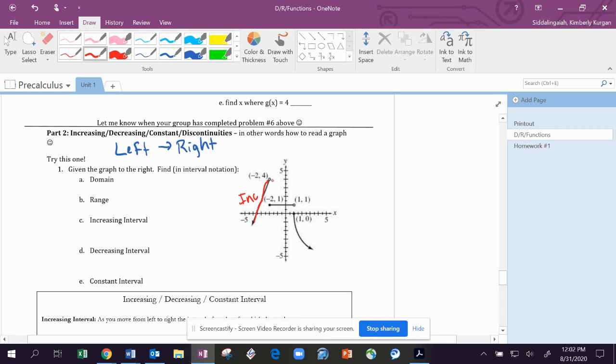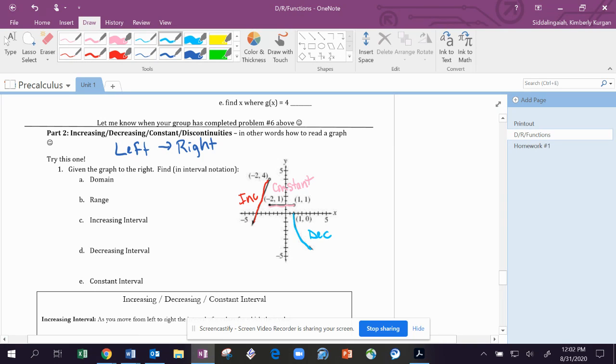Now, this is considered a discontinuity because I have to jump graphs, but that's okay. So we'll talk about that in a little bit. I'm going to continue to trace with my pen, and notice how my pen is just going right across. It's a nice horizontal line. This means I'm looking at an interval that's constant. And then I pick up my pen again, and I notice that I'm going down. So that means here I'm decreasing.